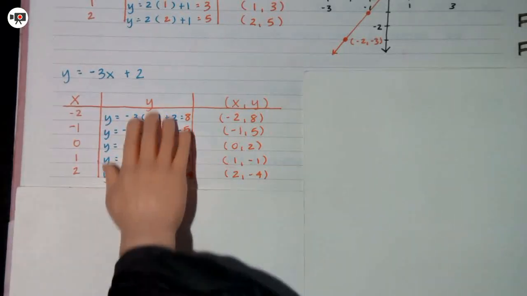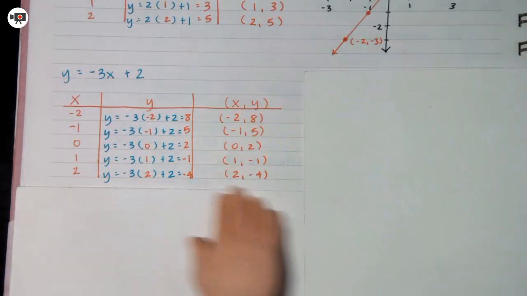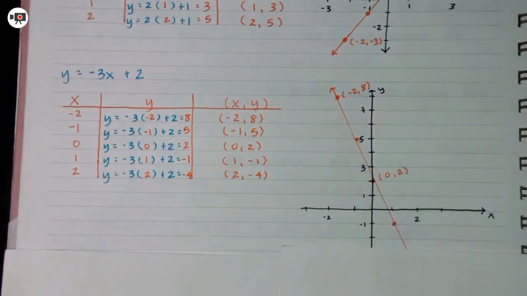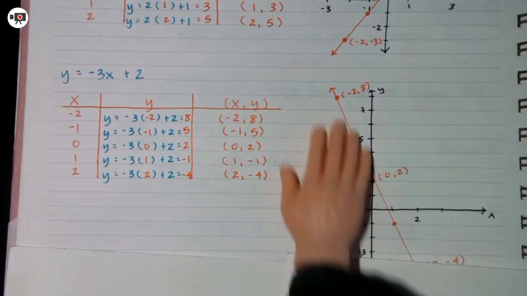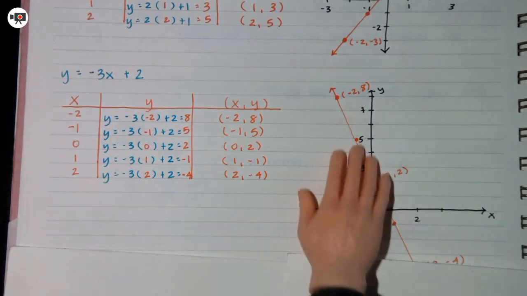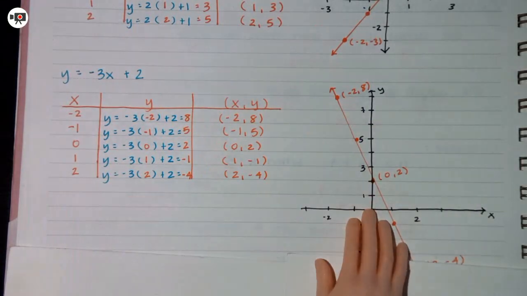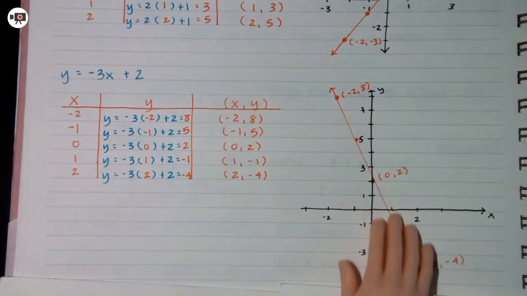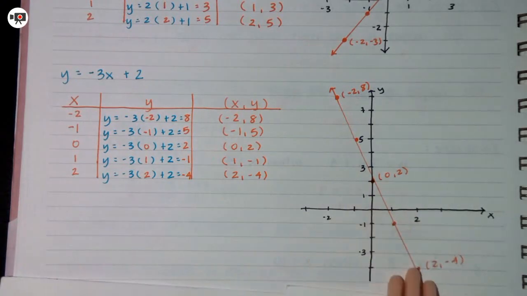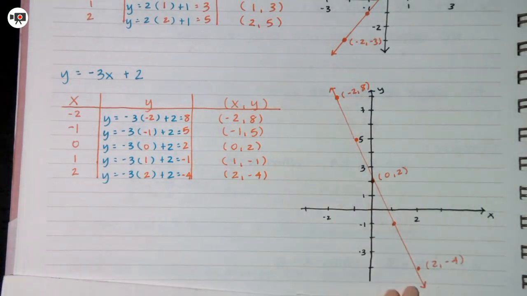So plugging in these x values for y's and putting them together, I would go to the left 2 up to 8, to the left 1 up to 5, side to side 0 up to 2, to the right 1 down 1, and to the right 2 down 4, and then connect them with a line.